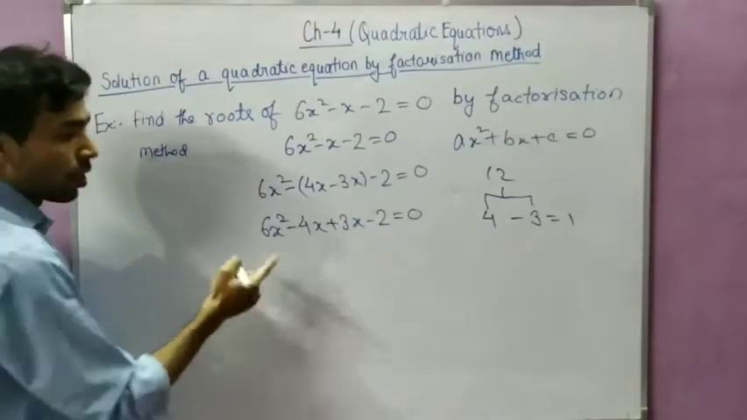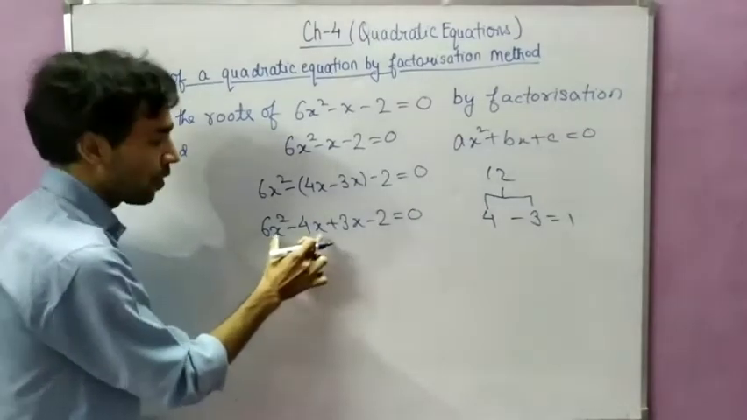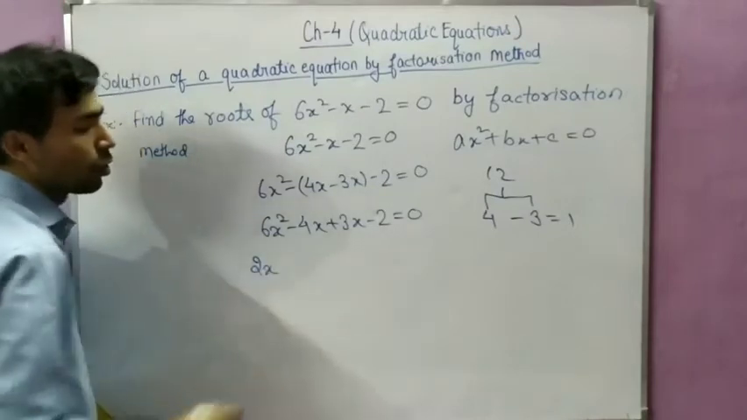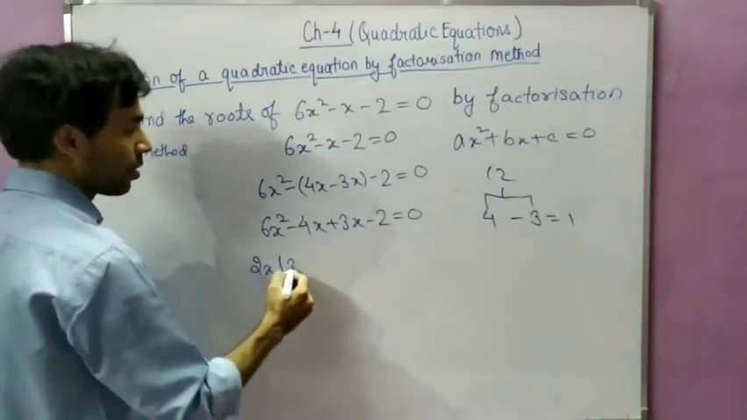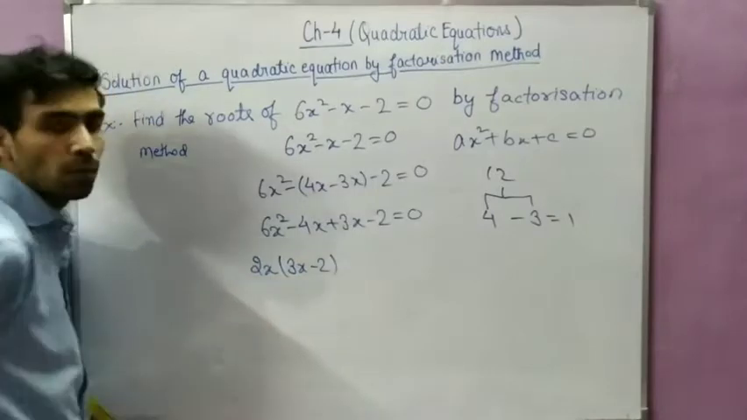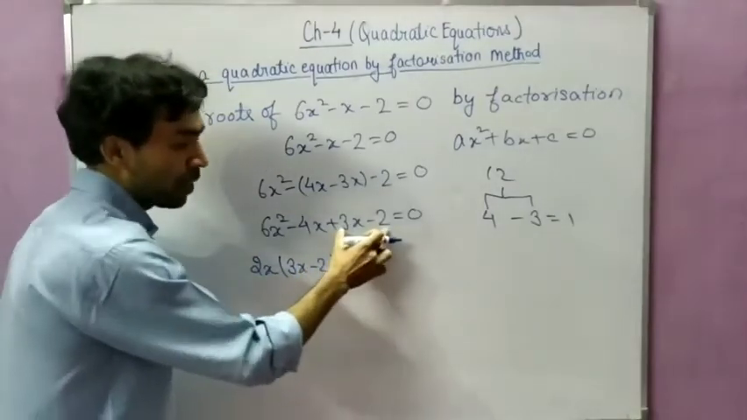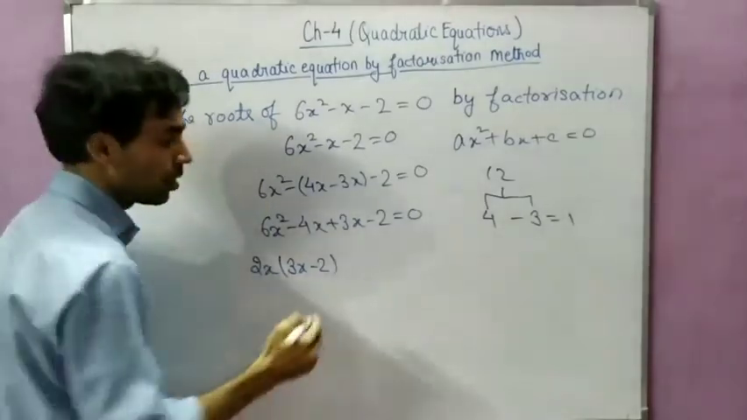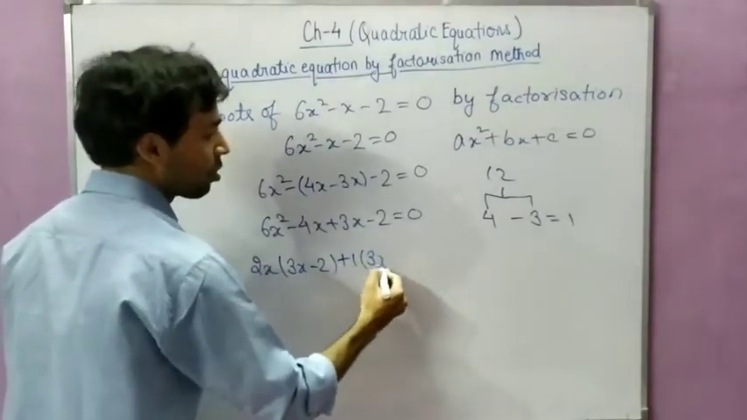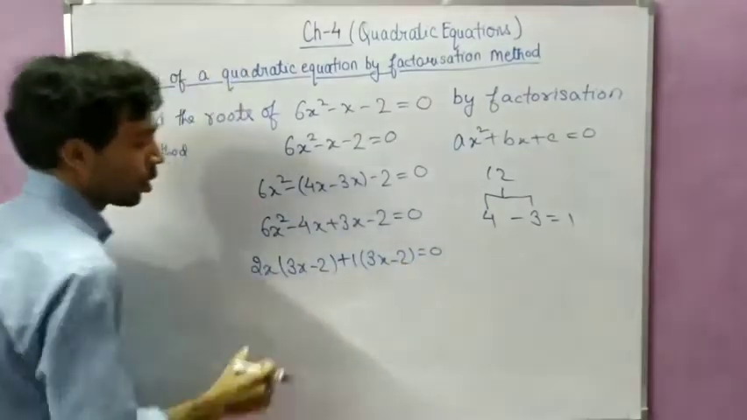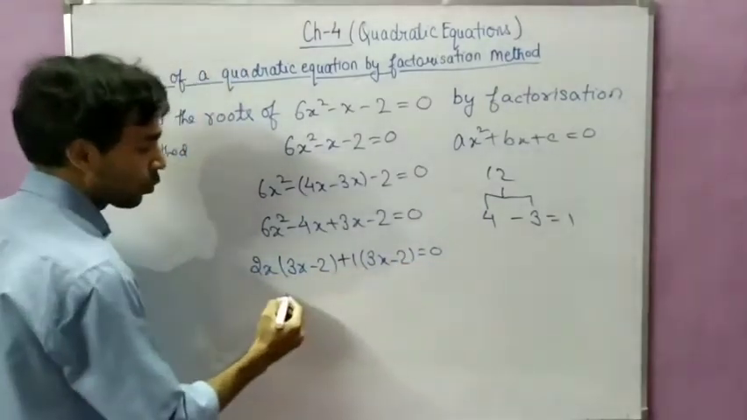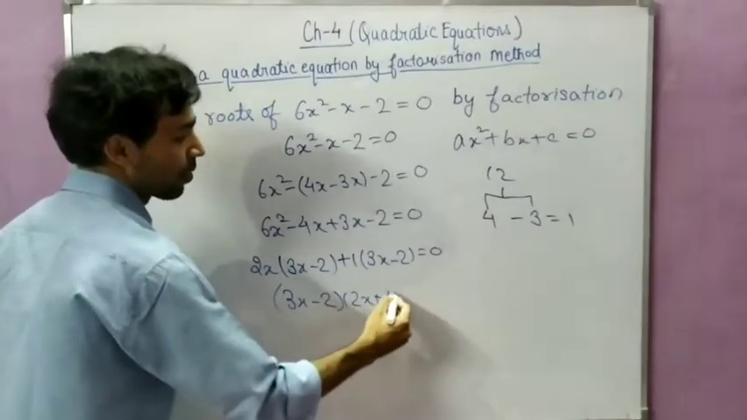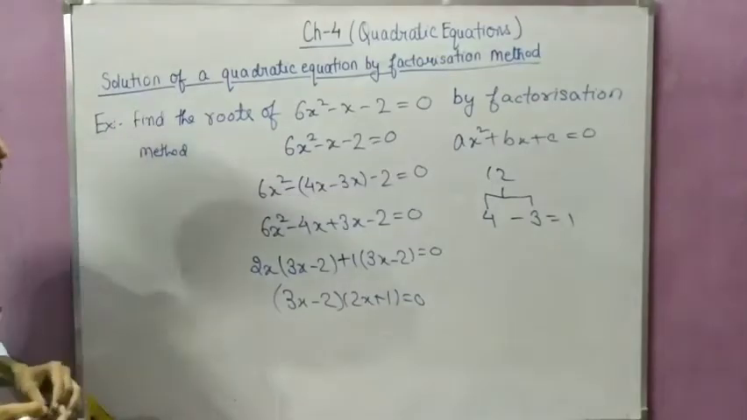Now take 2 pairs. So the first pair is this, the second pair is this. So between these two we can take 2x common. When we take 2x common, we will get 3x minus 2. Okay, and between these two there is nothing common. So if nothing is common, we take common as 1. So plus 1. So here will be 3x minus 2 equal to 0. Now both have the same bracket, so I can write 3x minus 2 and 2x plus 1 equal to 0. This we got now.